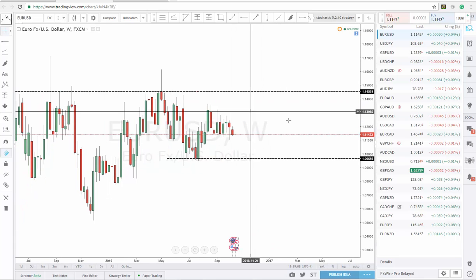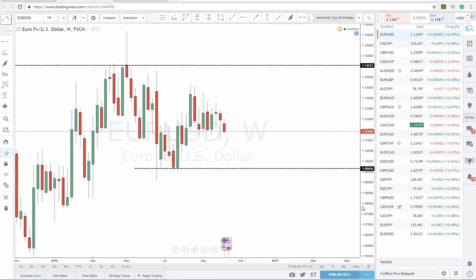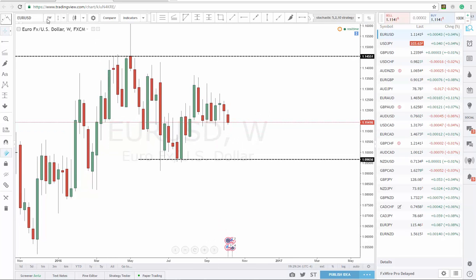Now here on the weekly time frame, I do not see any kind of setup that we could use in order to trade. Since that's the case, and we are looking at longer term investments, I'll go ahead and drop down to the daily chart.